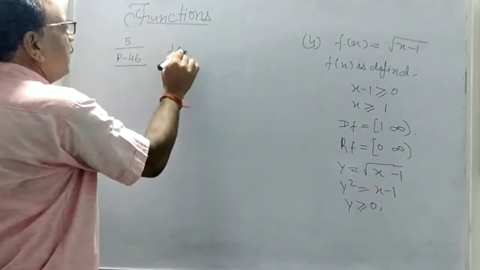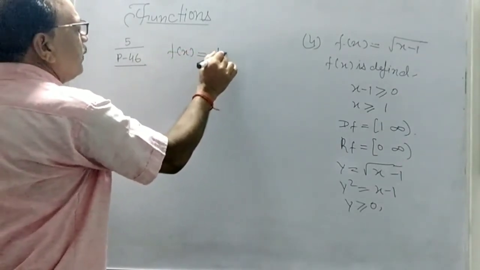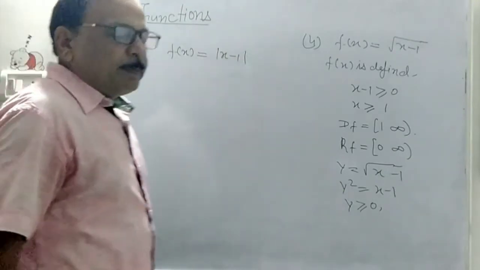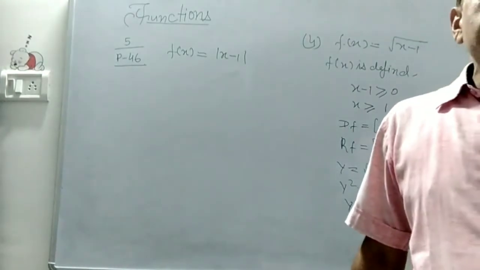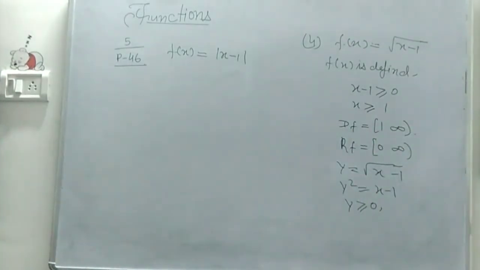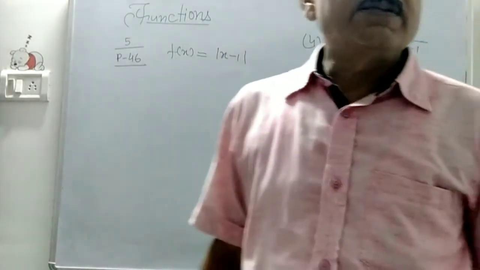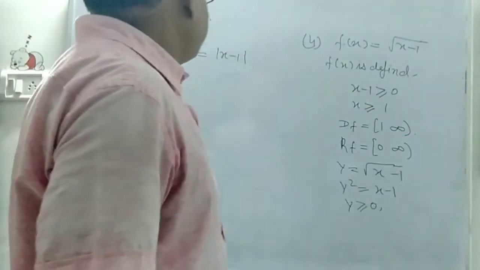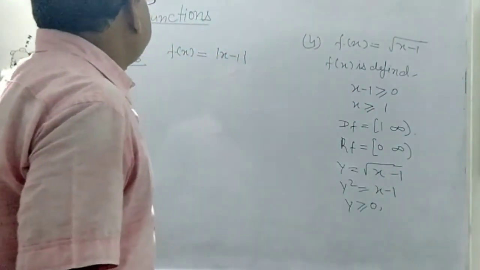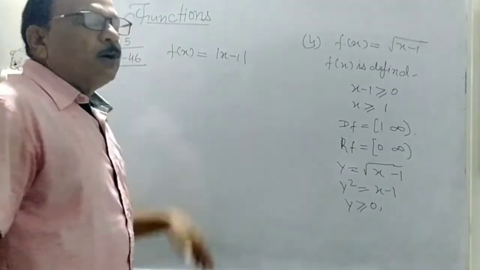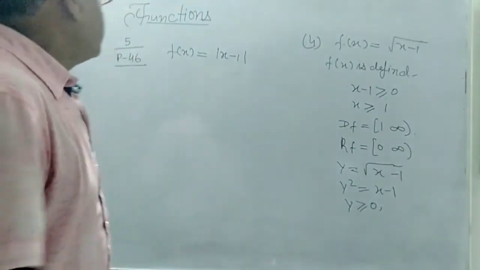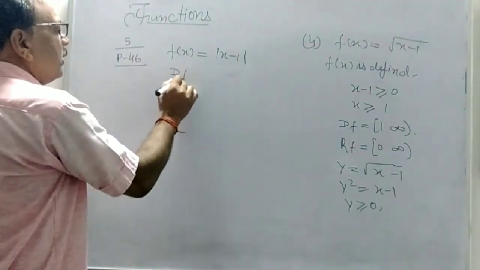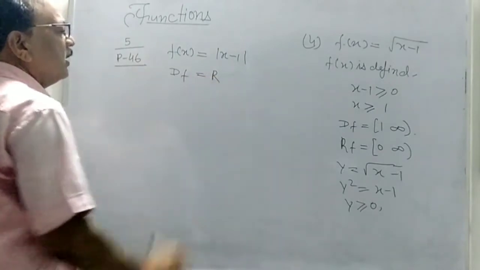Question number 5 है f(x) equal to mod of x minus 1. To find the domain and range of the real function f(x) equal to mod of x minus 1. तो इसका डोमेन क्या होगा? डोमेन देखिए, ऑल रियल नंबर. तो दिस फंक्शन इज डिफाइंड फॉर ऑल रियल नंबर. तो आप सीधे लिख सकते हैं डोमेन इज ऑल रियल नंबर.